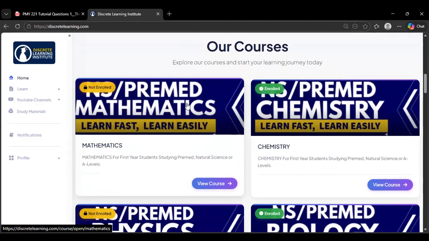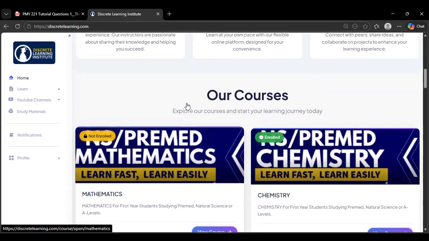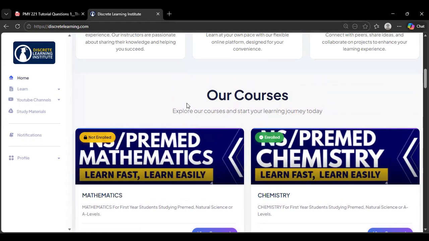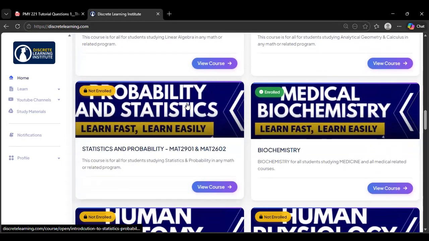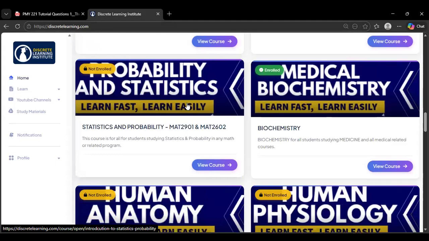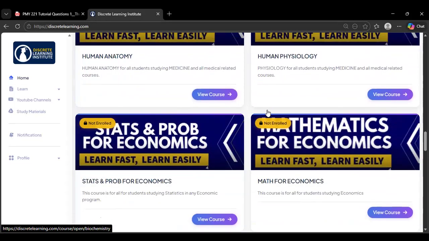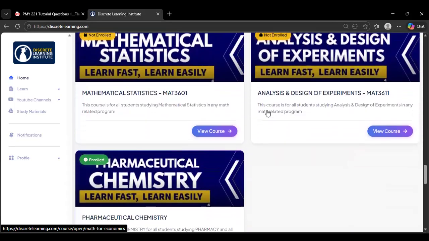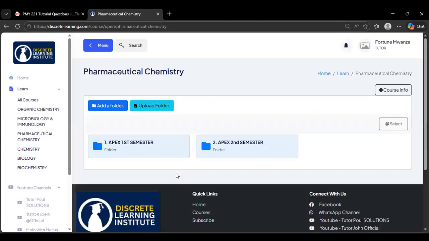If you are enrolled in some of our courses, you will find the courses that you are enrolled in. If you haven't created an account, you'll be asked to create an account. Then after creating an account, you'll be required to pay for the course of your choice. We have different courses for PMed and also pharmacy courses. For example, biochemistry, physiology, anatomy, and pharmaceutical chemistry. So for example, this was pharmaceutical chemistry. You go in the folder written pharmaceutical chemistry, you open, and you're going to find folders for 2 semesters, the first semester and second semester. So you pick your semester there.